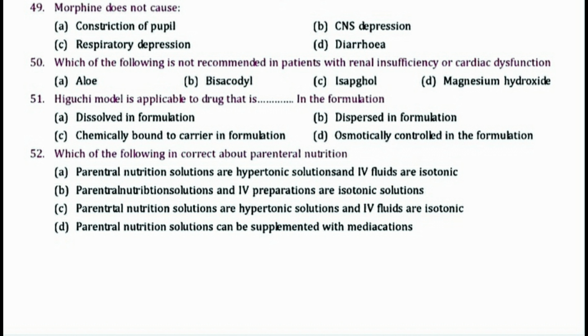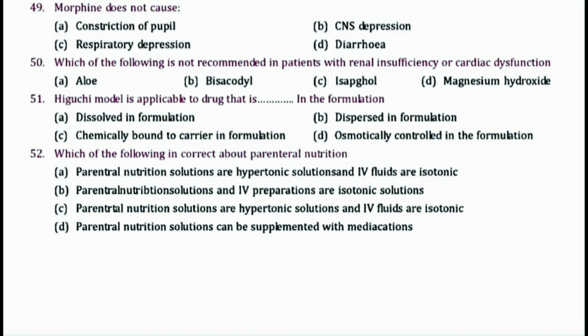Question number 52. Which of the following is correct about parenteral nutrition? A, parenteral nutrition solutions are hypertonic solutions and IV fluids are isotonic. B, parenteral nutrition solutions and IV preparations are isotonic solutions. C, parenteral nutrition solutions are hypertonic solution and IV fluids are isotonic. D, parenteral nutrition solutions can be supplemented with medication. Question number 52, correct answer is option A.